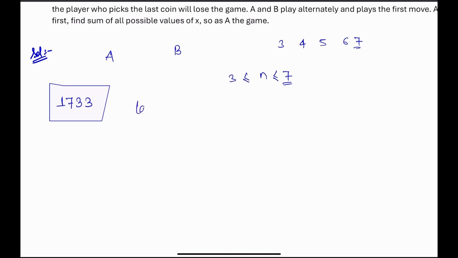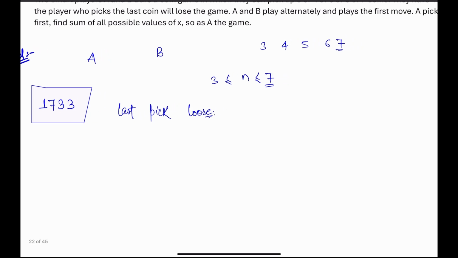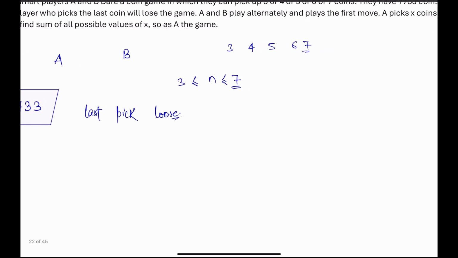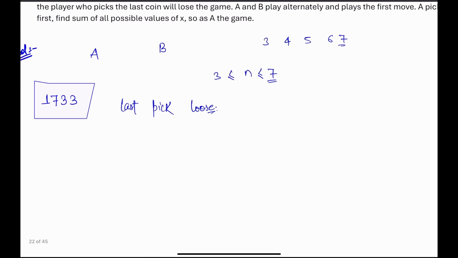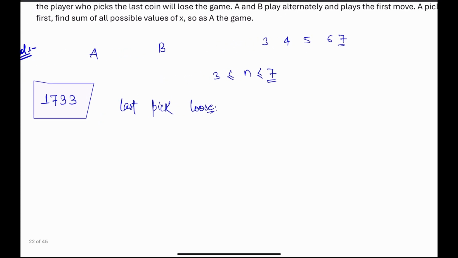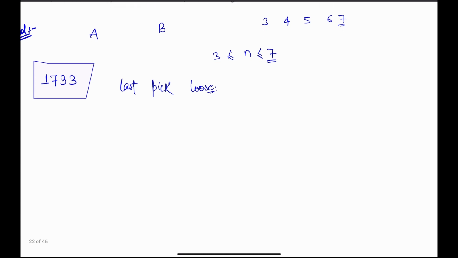Last pick loses. The last pick will lose the game. A and B play alternately and A plays the first move. A picks X coins at the first move. Find the sum of all possible values of X so that A can win the game.